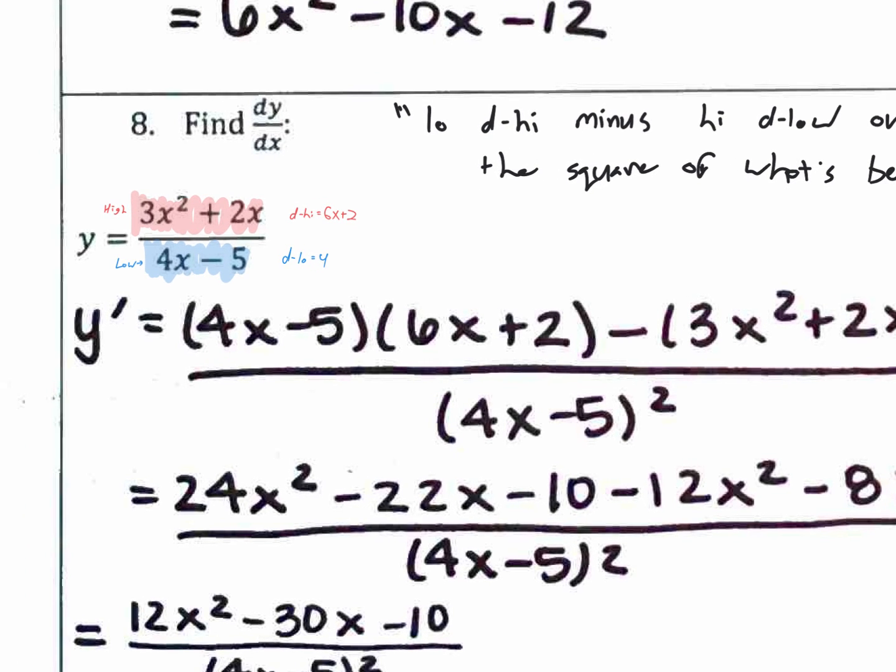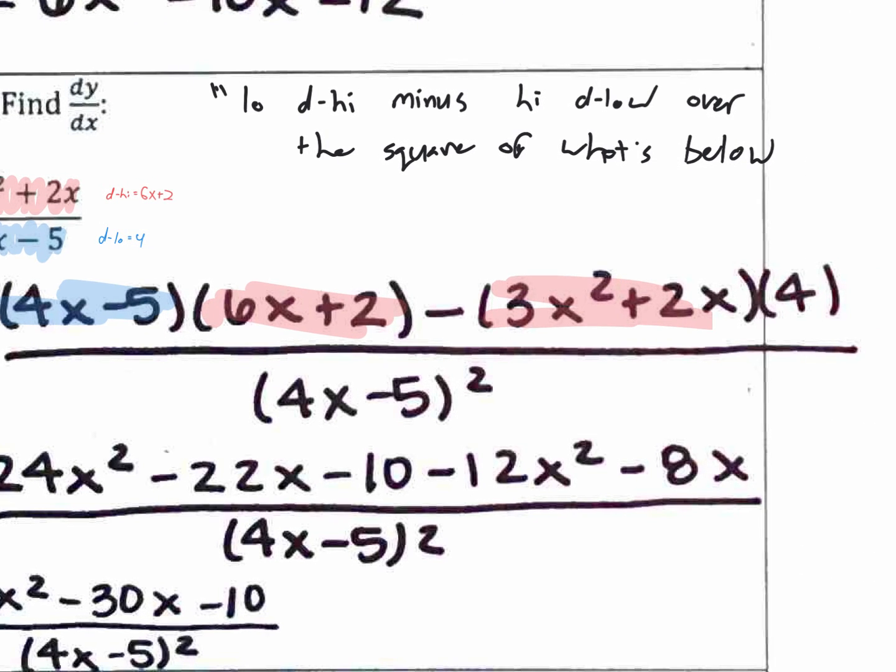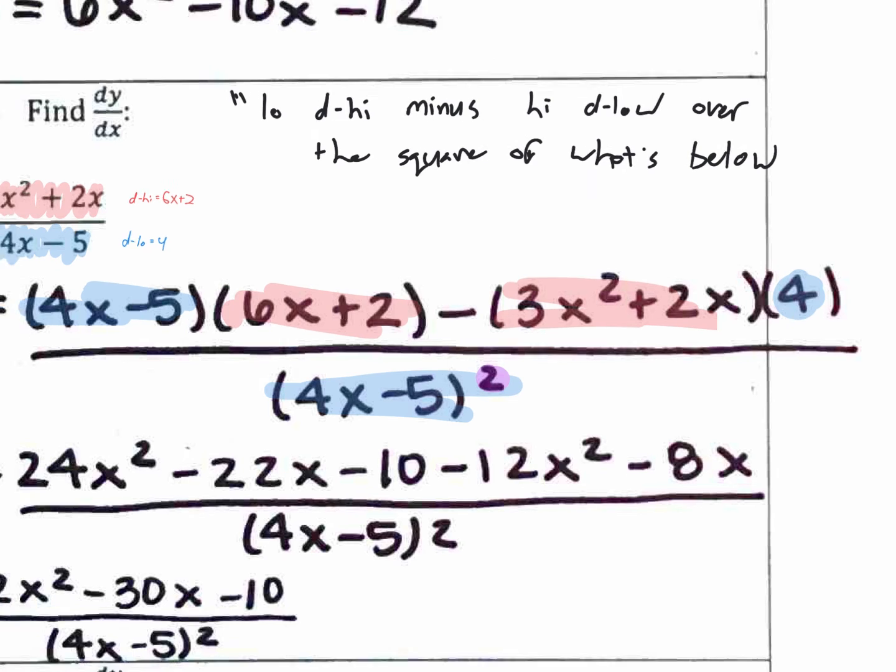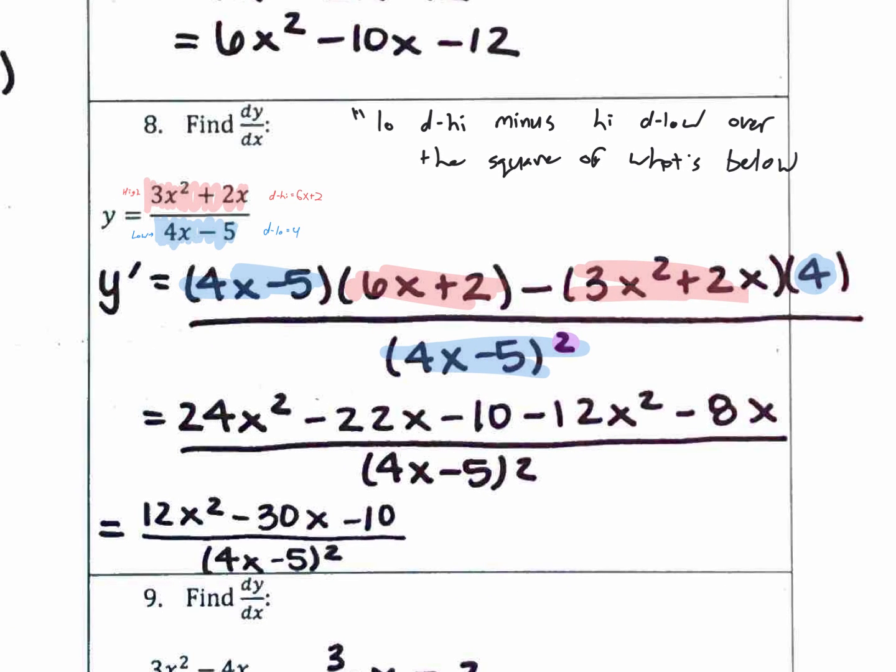We have low d high minus high d low all over the square of what's below. So first function, low d high, we already kind of knew that, minus high, the numerator, d low, all over the square of what's below. So the original function squared. Low d high minus high d low all over the square of what's below. This is the calculus step. Everything beyond here is algebra 2 / pre-calc.